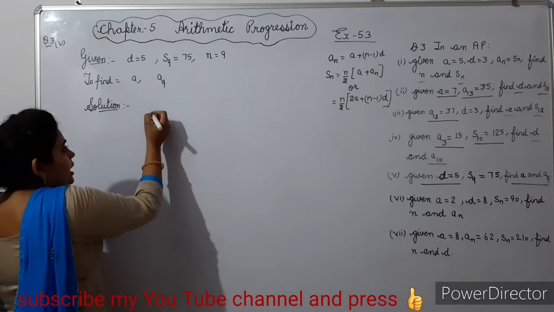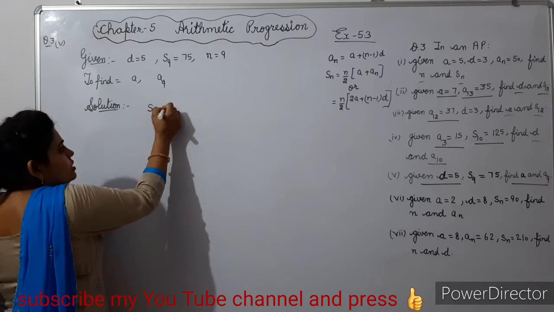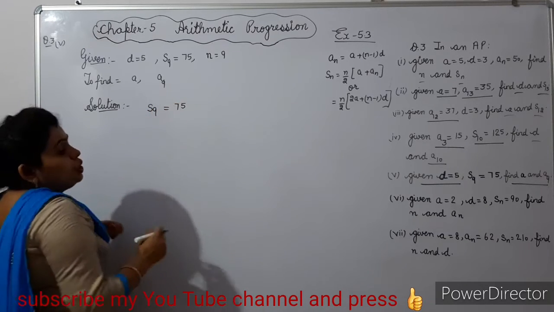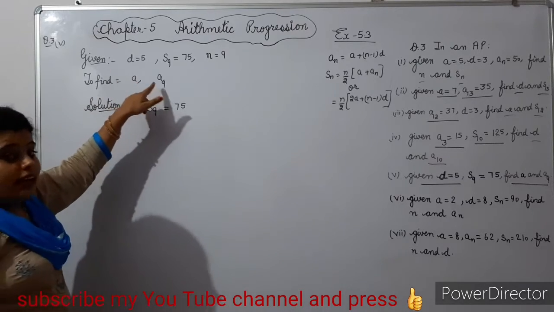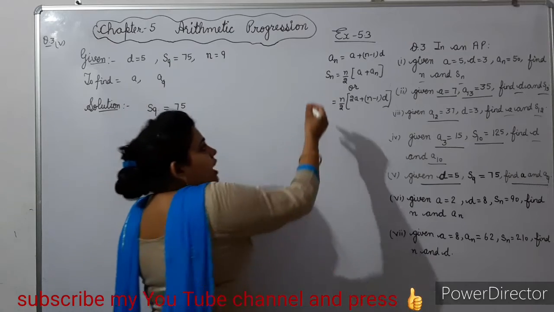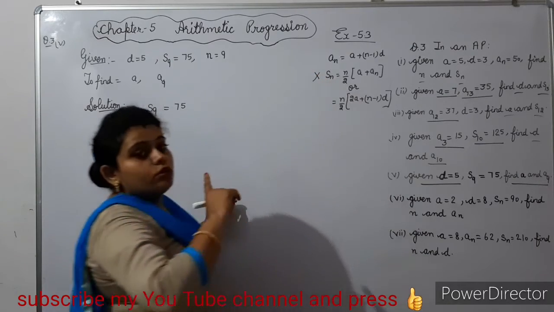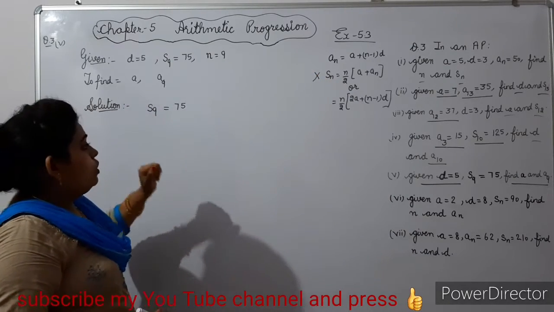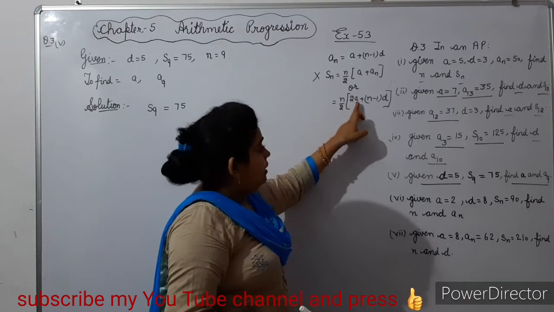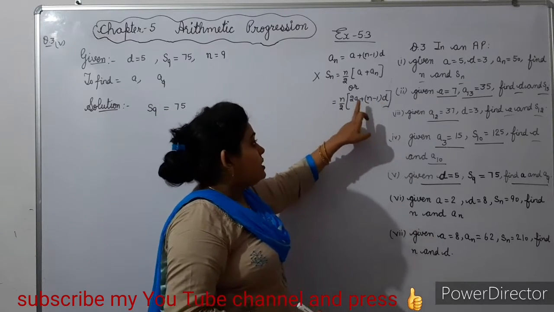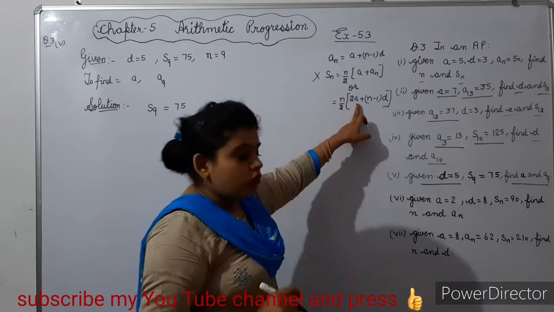Now come to next point. What is next point? S9 is equal to 75. Use A and D. अब देखो हमें A भी नहीं पता, A N भी नहीं पता, so we can't use this formula. हम इस फॉर्मूले को यूज नहीं कर सकते. Now come to second formula of Sn. N पता है, A नहीं पता, N पता है, D पता है.